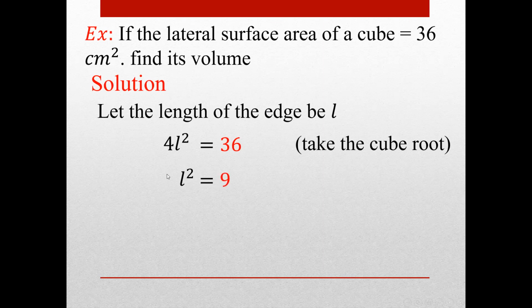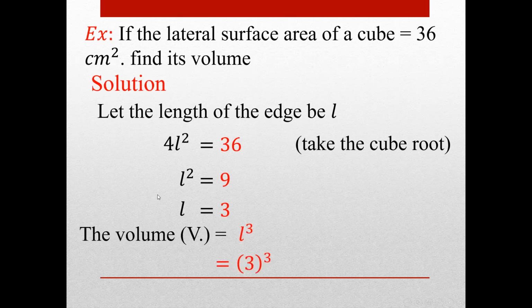Here I get L squared equal to 9. I make 36 divided by 4, which will be 9. Length squared equals 9, so I take the square root. So the length will be 3 centimeters. I want to know the volume, equal to length cubed, 3 cubed, which will be 27. If I want the total surface area, it will be 6L squared, 6 times 3 squared, 6 times 9 equals 54.